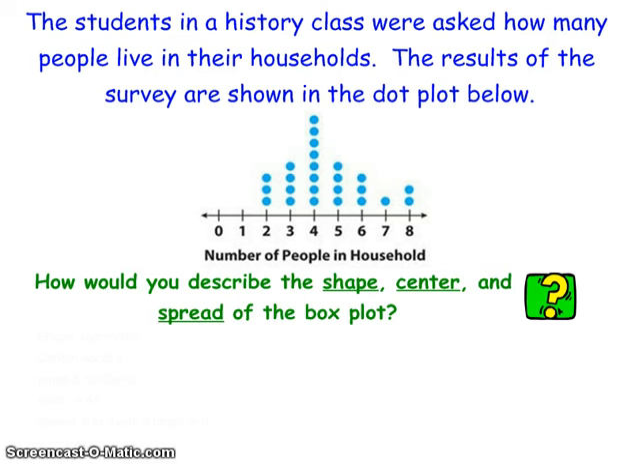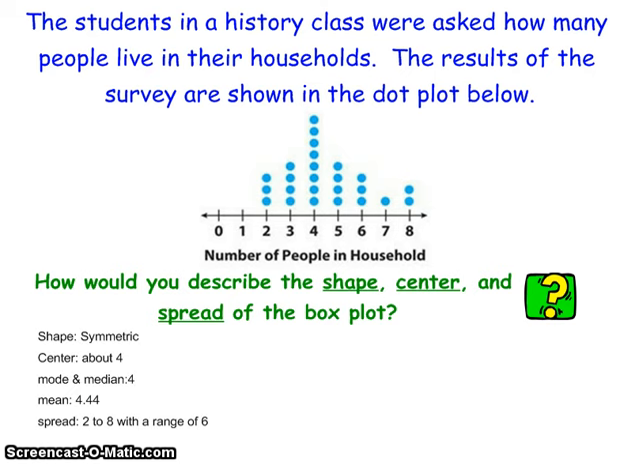Here's another example about the number of people in a household. Pause your video to answer this question. The shape of this data is symmetric because there's almost as many points on the left as there are on the right. The center is about 4. The mode and the median are both 4. The average is 4 and 44/100ths. The spread, or the range, is from 2 to 8, which gives you a range of 6.